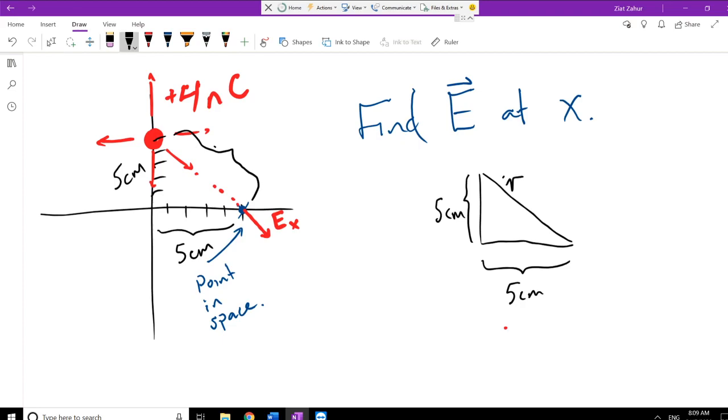This is 5 root 2 centimeters. Okay. So we know that our point is 5 root 2 centimeters away. Good job.